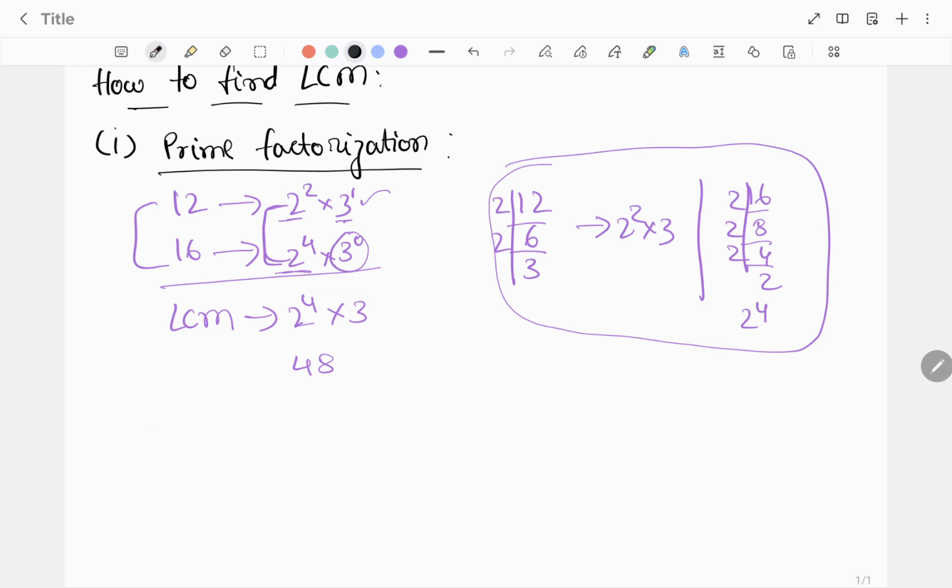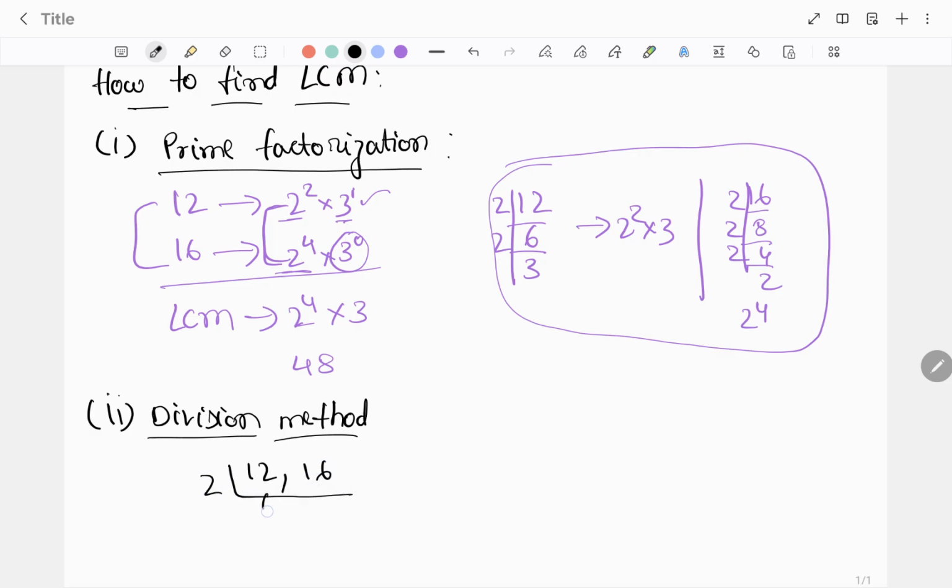Otherwise we'll go for another method: the division method. But I say don't prefer this at all. Since we have to teach, we are teaching it, but I don't prefer this anymore. Like 12 and 16, go with the small number, in the sense of small prime. 2 6, 2 8, 2 3s, 2 4s. Further, for 3 and 4 there is no common number to divide. So multiply everything: 2 into 2 into 3 into 4, which gives us 48.